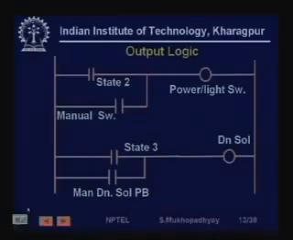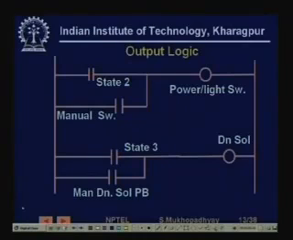Okay. So next, we'll have the output logic. Output logic is very simple, especially in this case. The output logic says that if you are in state 2, then the power light switch should be on, as we have given in our output table. The only thing is that we have also added some manual switch. Sometimes we may need to check, we may need to do things manually also. So the power light switch will be on.